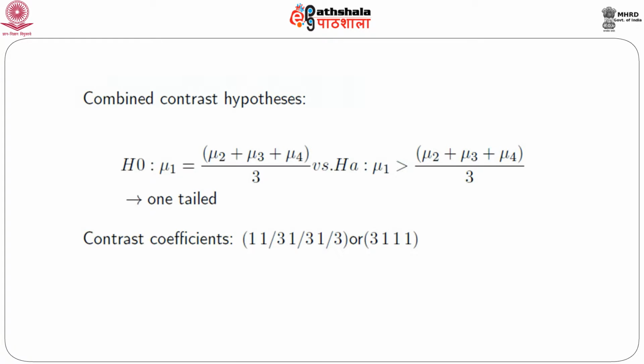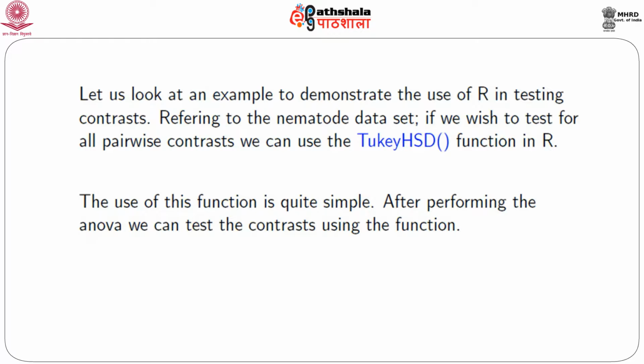Combined contrast hypothesis. H naught: mu1 equal to mu2 plus mu3 plus mu4 by 3, versus HA: mu1 greater than the same quantity. This is a one-tail test. Contrast coefficients are 1, -1/3, -1/3, -1/3 or 3, -1, -1, -1.